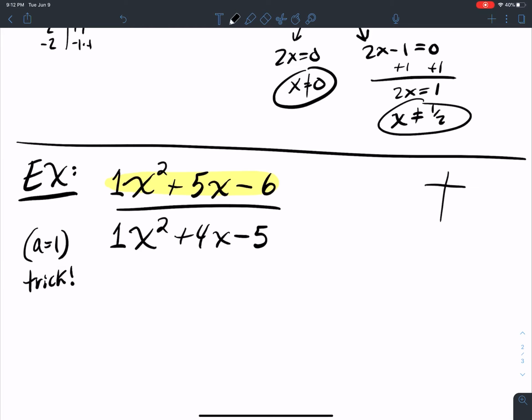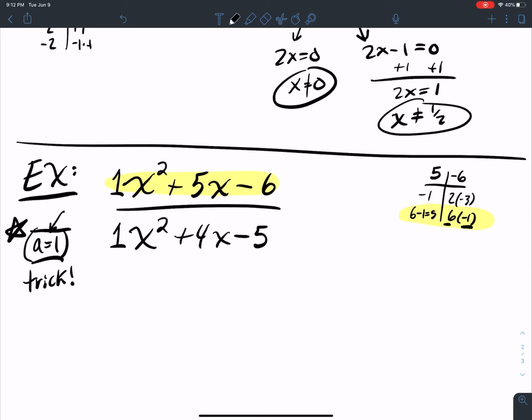Okay, so the AC method says multiply to -6, add to 5. Let's see, 2 times -3 gets me -6, but that's -1. 6 times -1 gets me -6, and 6 minus 1 is 5. So that's what I'm looking for, 6 and -1. Now the 6 and -1 here, the trick is this. If a equals 1, and only if a equals 1, can this trick work, guys. Don't try to do this if I have a 2 or a 3 or 4 or whatever. It only works for a equal to 1, okay?